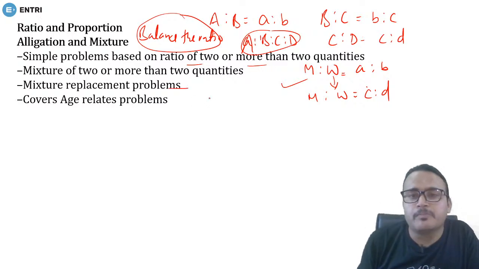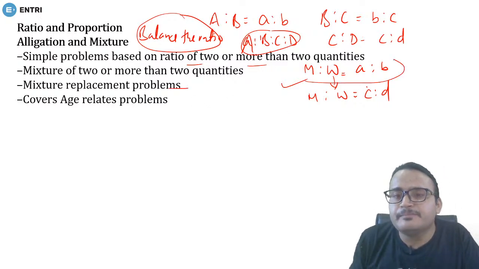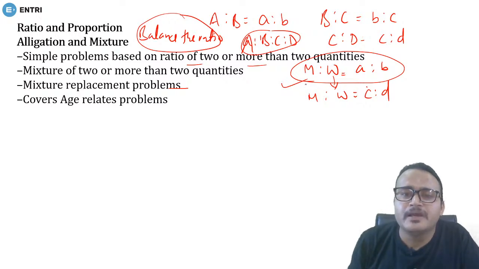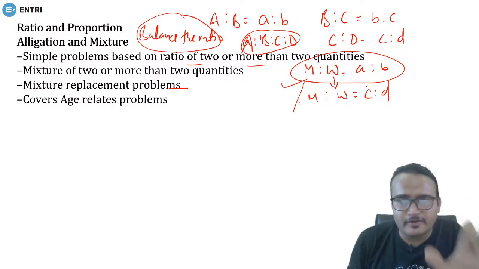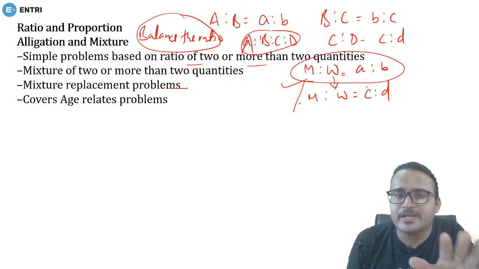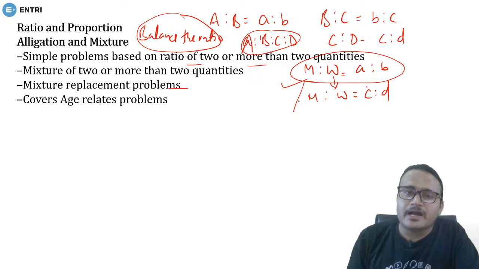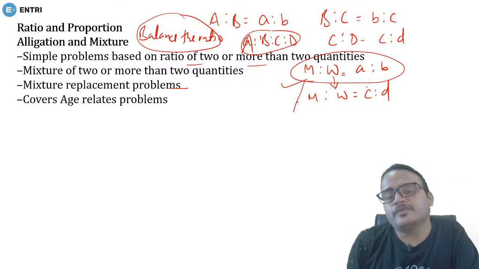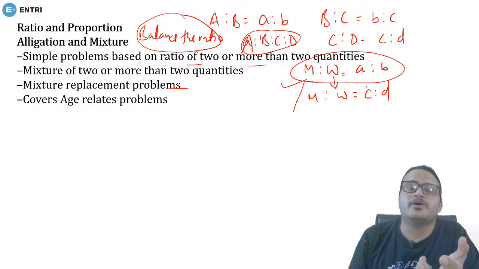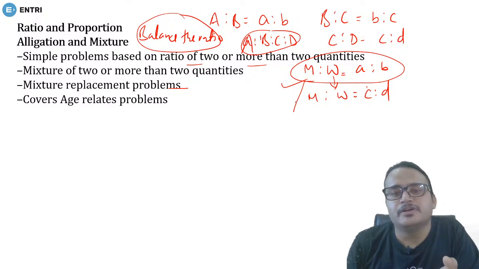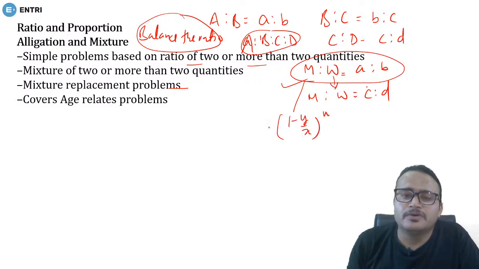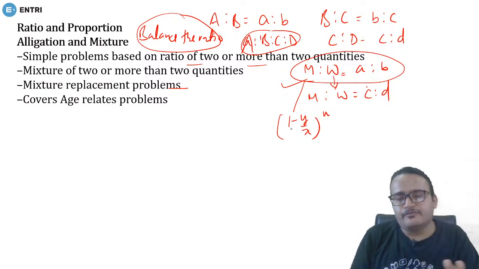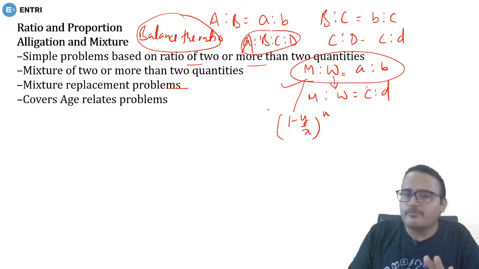Mixture replacement problems. For example, if the milk and water ratio is A ratio B, and we replace 2 liters of the mixture with water, and again replace 2 liters of the mixture with water, then what will be the final quantity of milk in that mixture? So in that question we use the formula 1 minus y by x raised to power n. This is the kind of formula we use, guys, for this type of question.